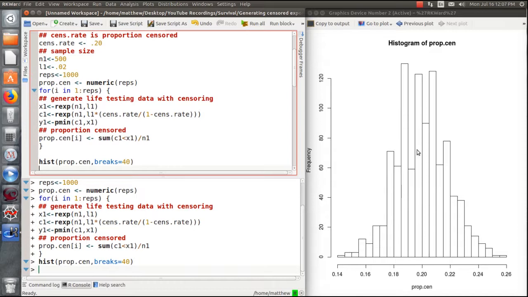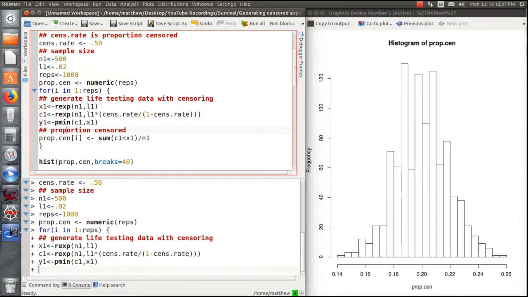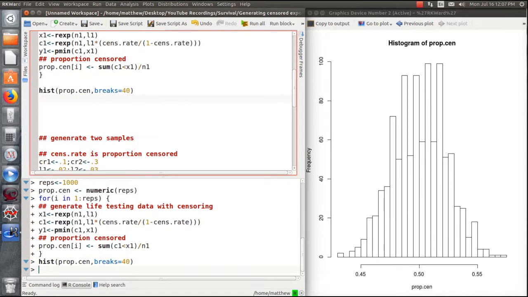And let's just do a little histogram, and notice that the censor rate we wanted was 20%, and this is centered around 20%, which is what we would expect. So let's shoot for a censor rate of 50% and rerun, and it's centered around 50%, which is nice, and that's what we would expect.